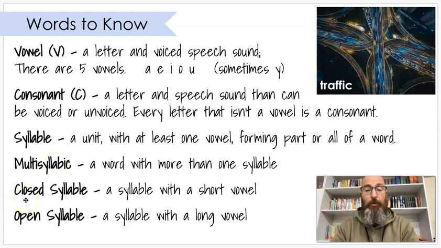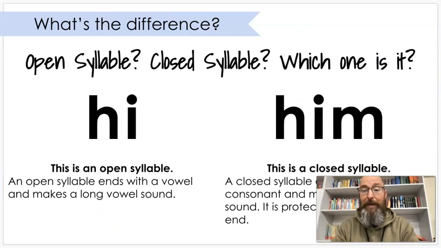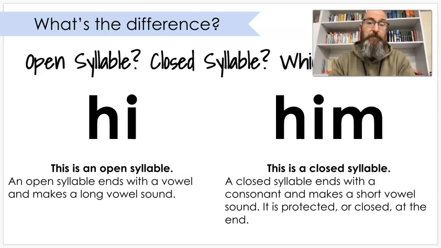A closed syllable, we've been learning about already. It's a syllable with a short vowel. And an open syllable is a syllable with a long vowel. And we'll explain what those are right here. Now we are going to look at the difference between an open syllable and a closed syllable. An open syllable ends with a vowel and makes a long vowel sound.